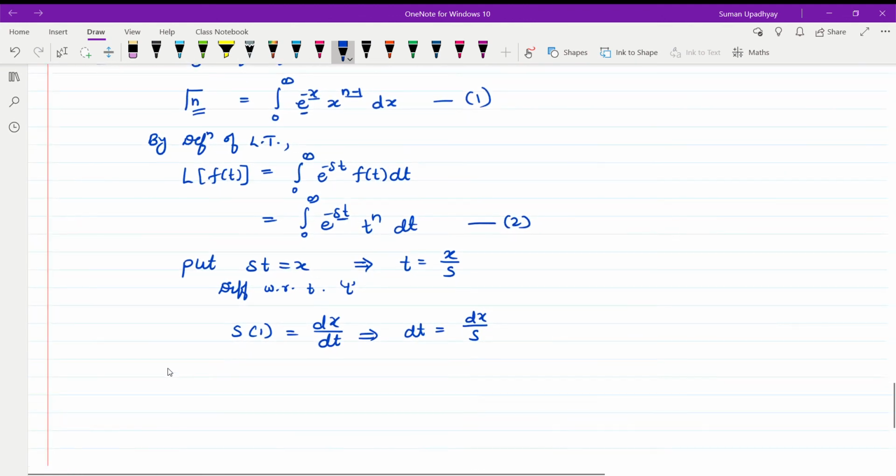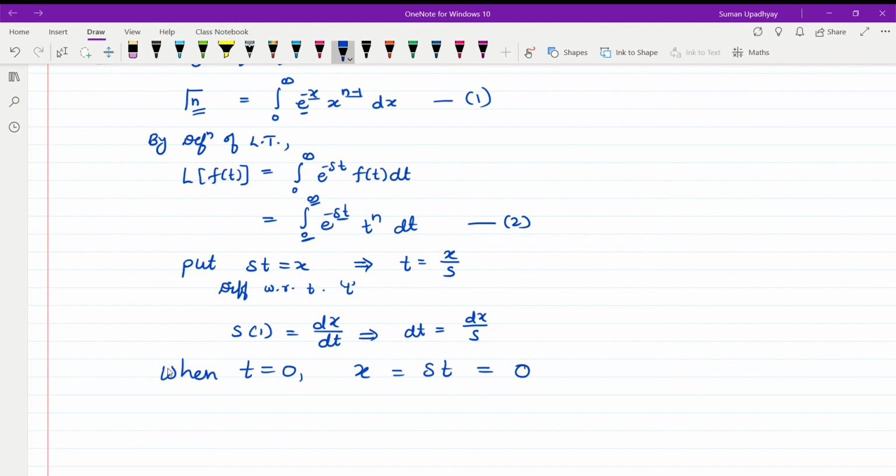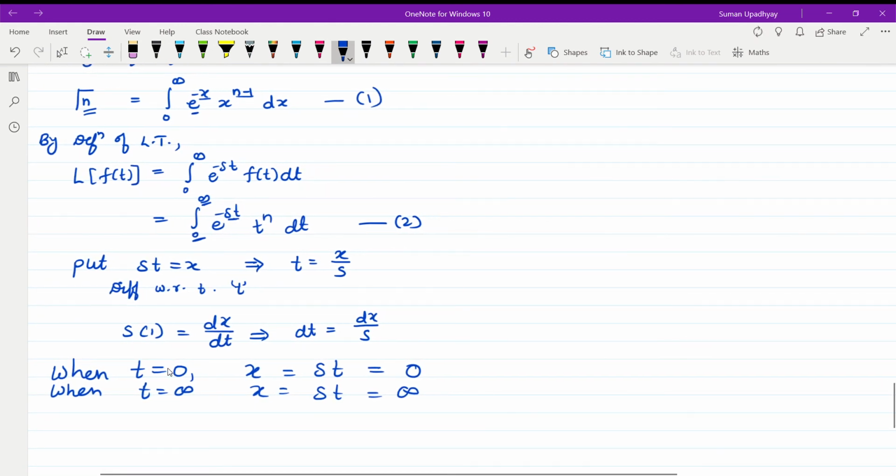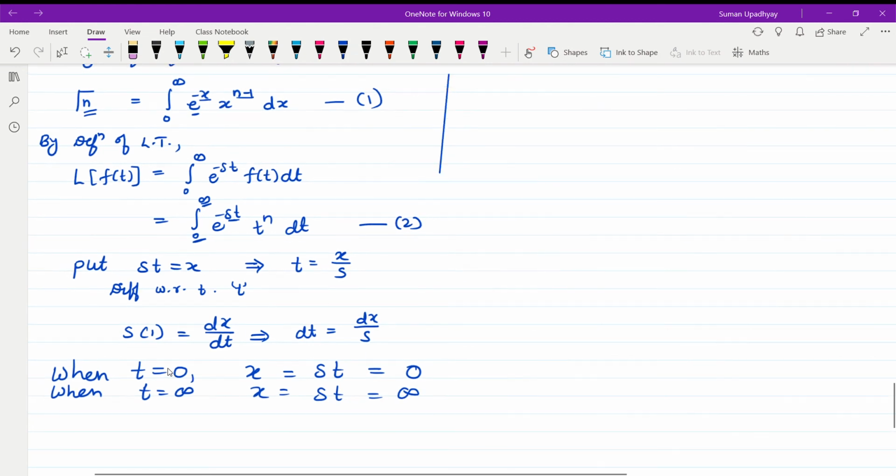Now we also want limits. So from where will you get the limits? The limits are 0 to infinity, and these are the limits of variable t. So when t is 0, the value of x, which is st, will also be 0. When t is infinity, x is also infinity. So limits are unchanged. Now we are going to put it in equation number 2.